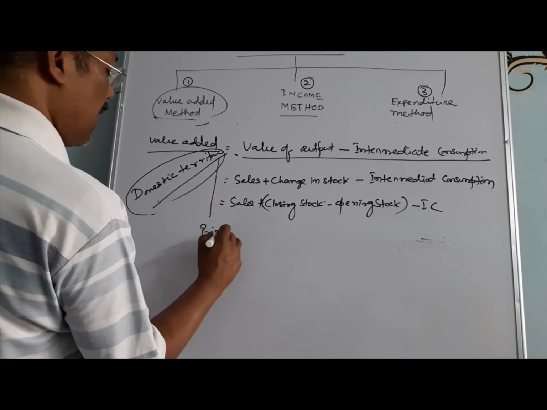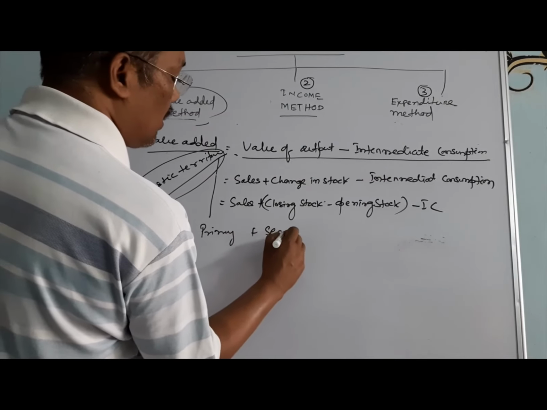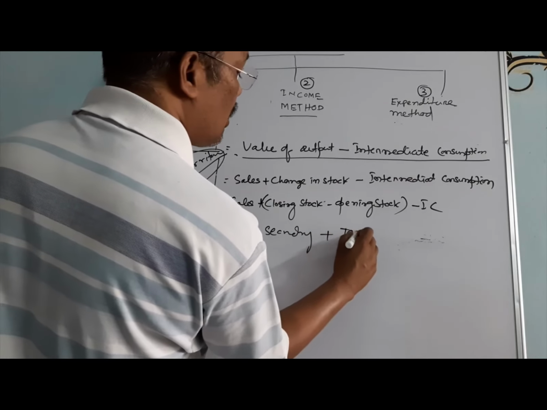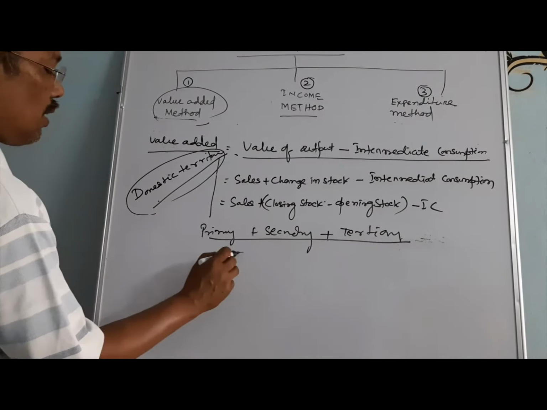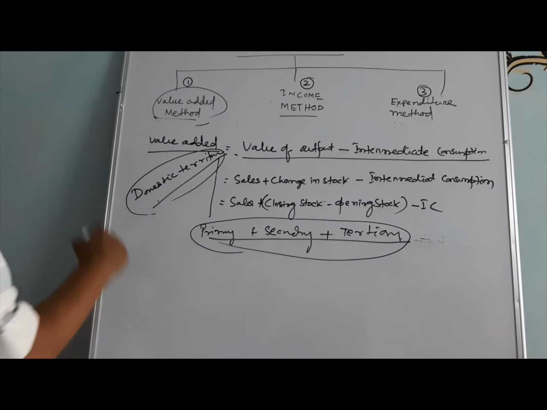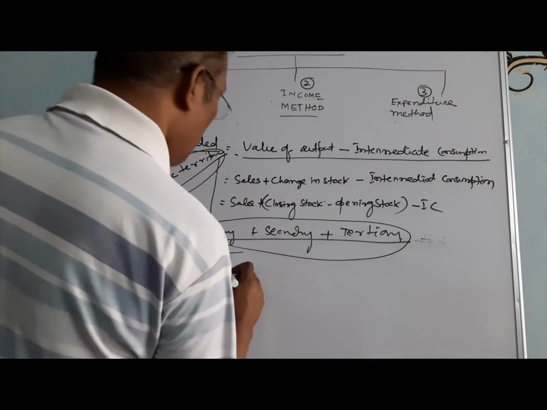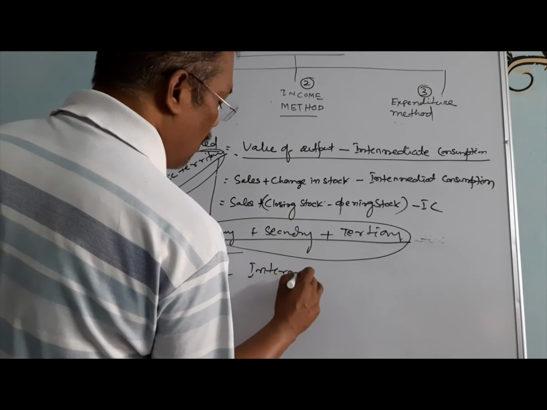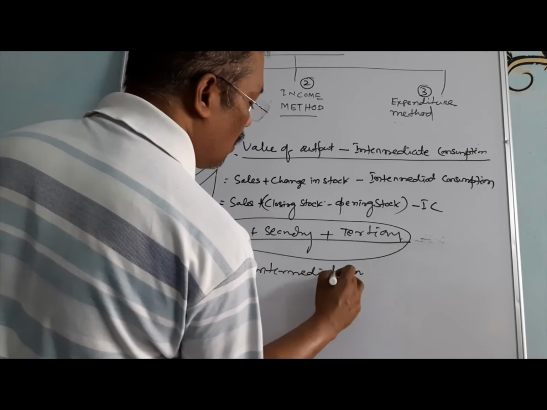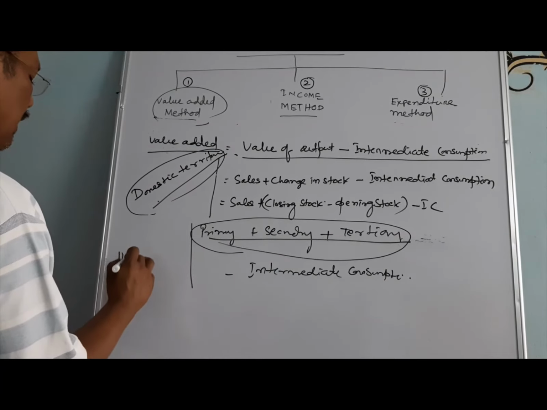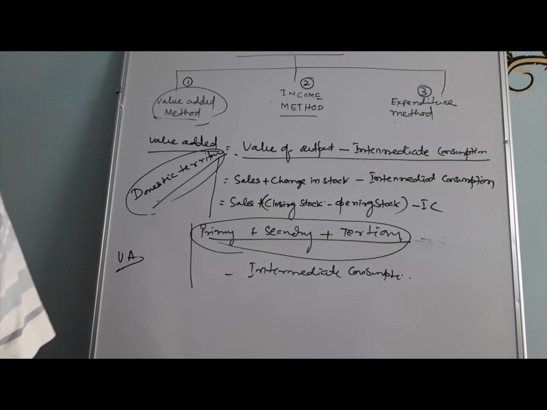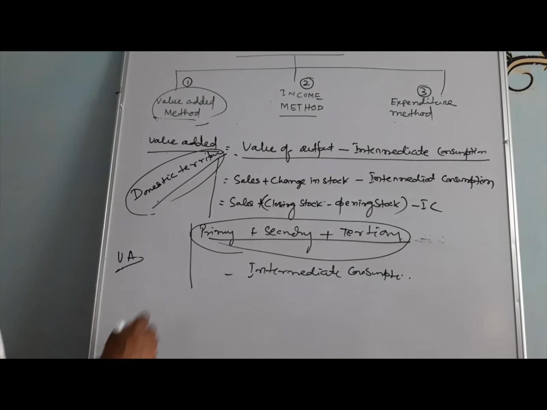One is the primary sector, another is the secondary sector, another is the tertiary sector. So what is the value of output of these three sectors minus intermediate consumption? It is called value added. So this value added is called gross value added.